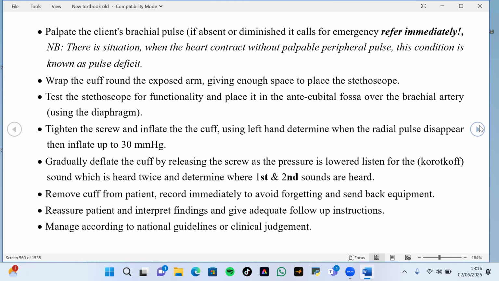Remove the cuff from the patient and record immediately to avoid forgetting, and send back the equipment. Reassure the patient, interpret findings, and give adequate follow-up instructions. Manage the condition according to national guidelines or your clinical judgment.